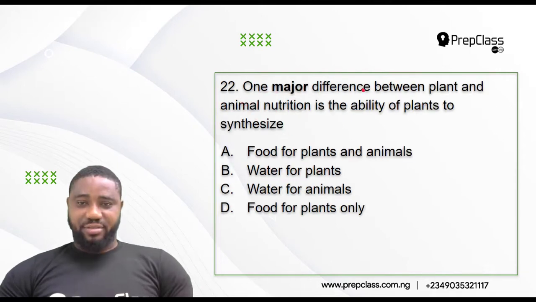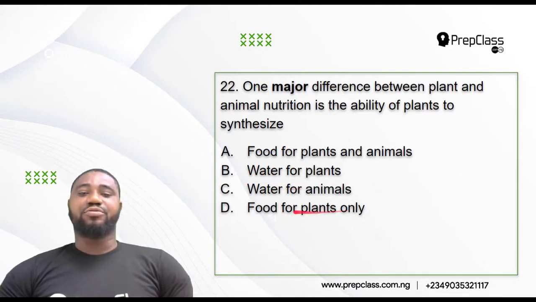22. One major difference between plants and animal nutrition is the ability of plants to synthesize. Is it food for plants and animals? Is it water for plants? Is it water for animals? Is it food for plants only? So one major difference between plant and animal is the ability for plants to produce food for plants and animals, to produce water for plants, to produce water for animals, or to produce food for plants only.